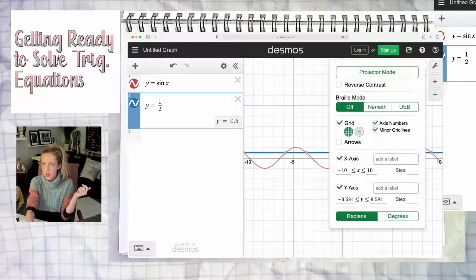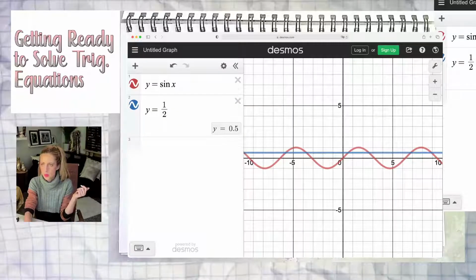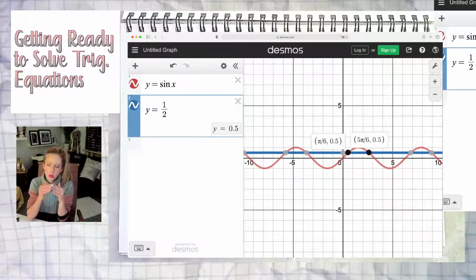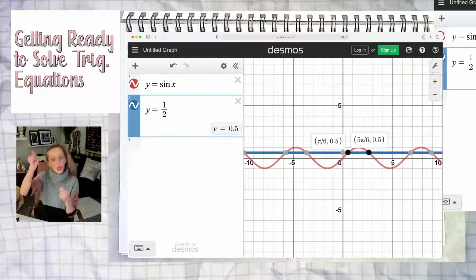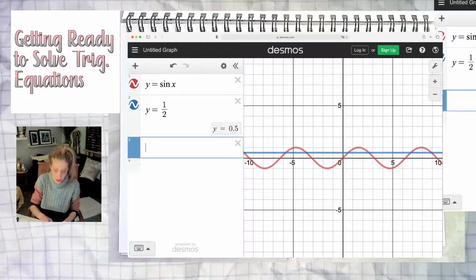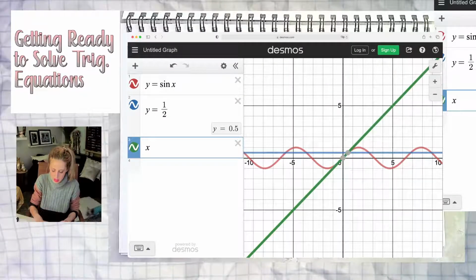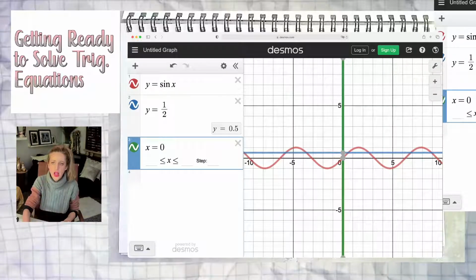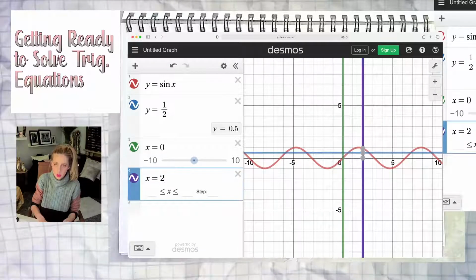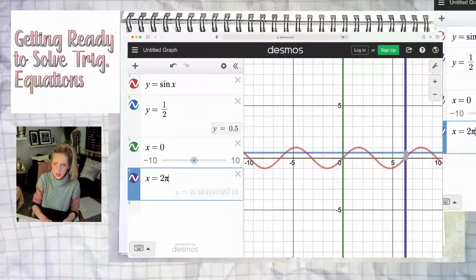So I'm just going to hit projector mode, and that's just going to make this a little bit more bold. And you see right there, pi over 6 and 5 pi over 6. That's where my red and blue graphs are equal, but on the circle, we could go around and around. So the directions on the problem only want, I'm going to draw 2 vertical lines. Vertical lines are x equals. So x equals 0, and I also want x equals 2 pi. So you spell pi, and that's pi.